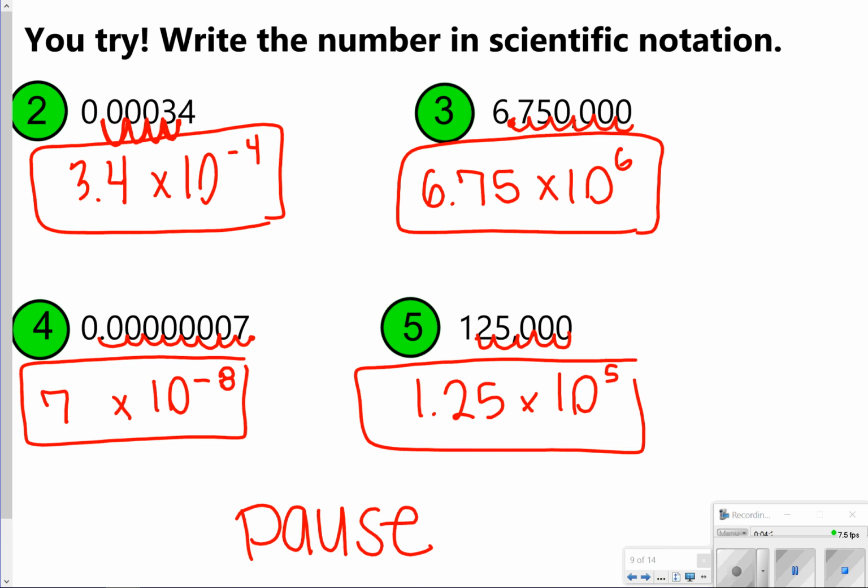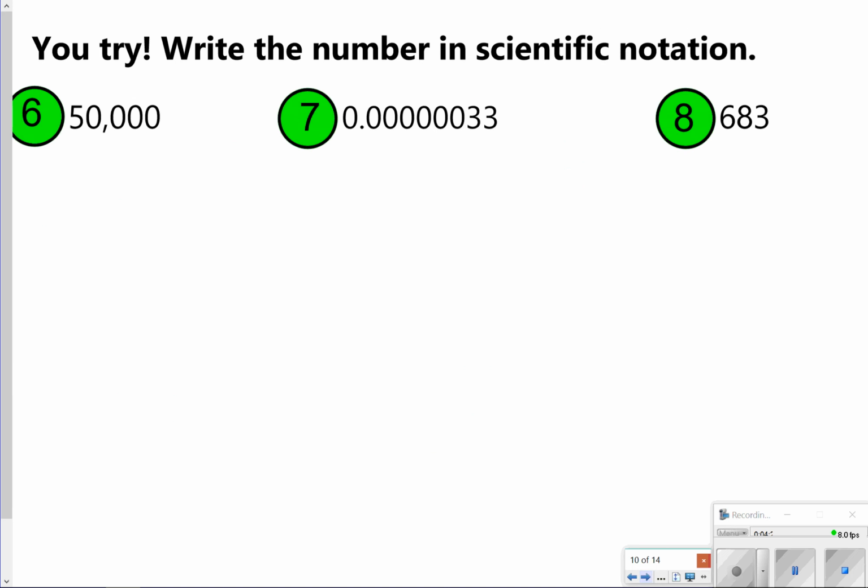How did you do? Here are a few more to try. Once again, writing the number in scientific notation, meaning you have a number greater than or equal to 1 but less than 10, and then a power of 10 exponent being a positive or negative whole number. Let's go ahead and pause the video here so you can try 6, 7, and 8, and once you're done, click play.